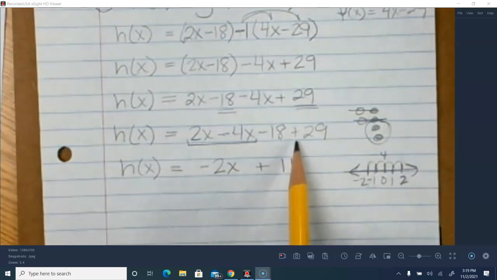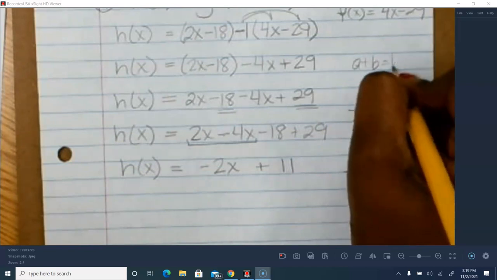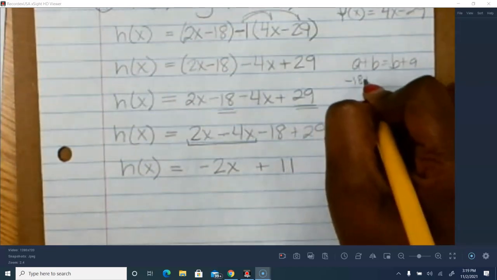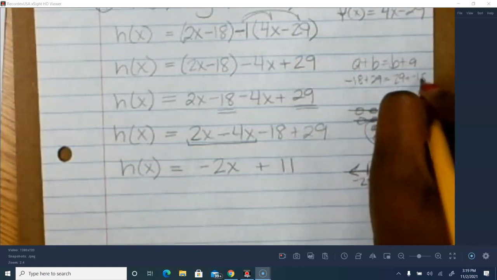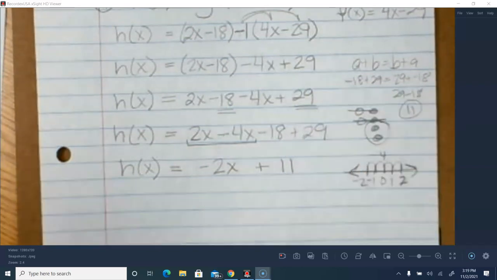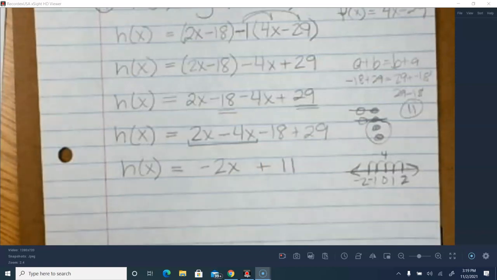Another way that I can look at that, because the commutative property says that A plus B is equal to B plus A. So if I have negative 18 plus 29, that is the same thing as 29 plus negative 18, or 29 minus 18, which still gives me 11.